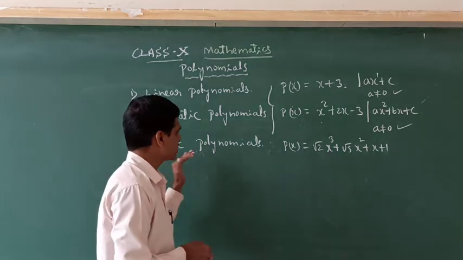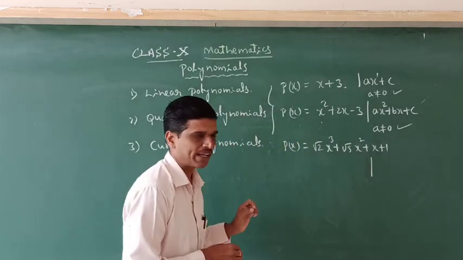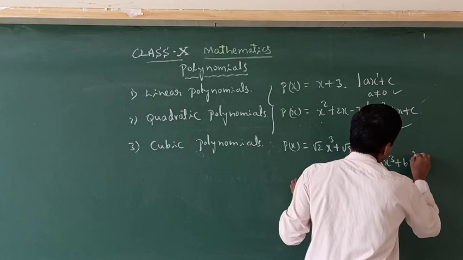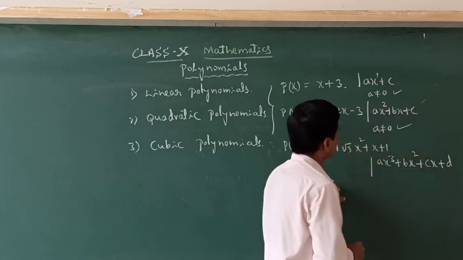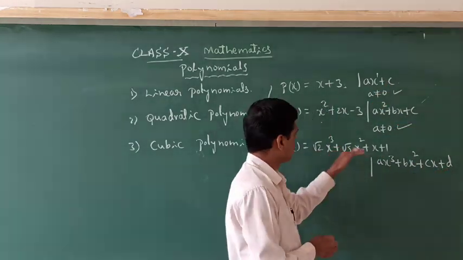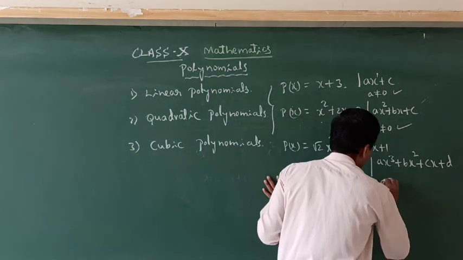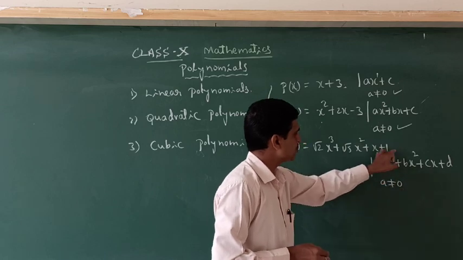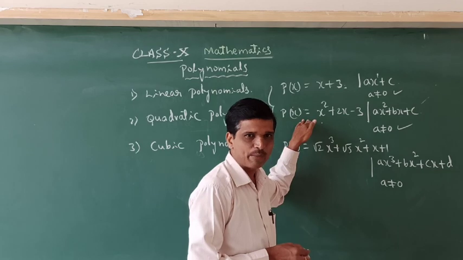It should be considered as a cubic polynomial, in which what is the general form for this polynomial? That is ax cube plus bx square plus cx plus d. Here d is the last term because the polynomial increases its terms. And here also a is not equal to 0. Suppose a is equal to 0, what happens? It becomes 0. Then automatically this leads to your quadratic polynomial.